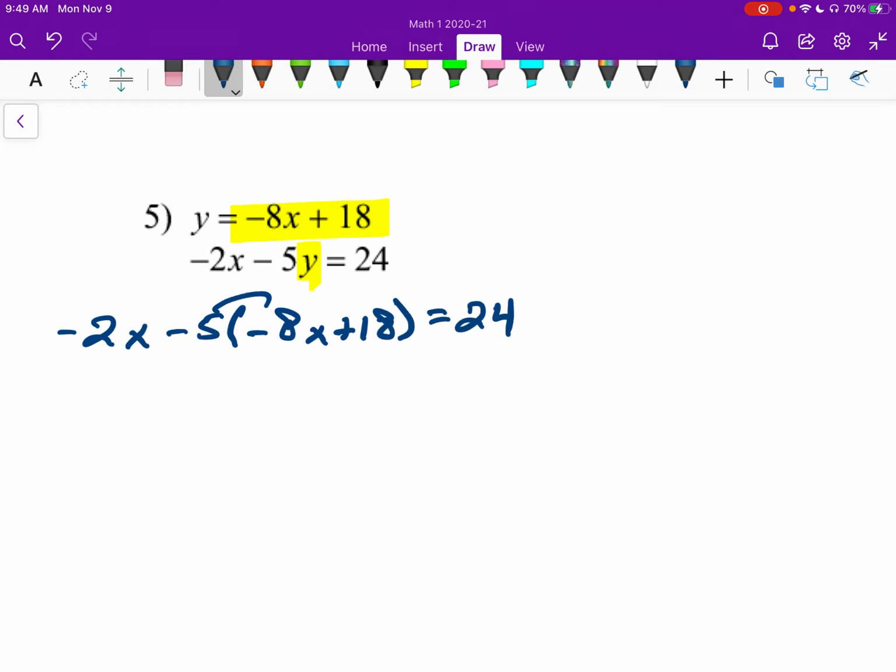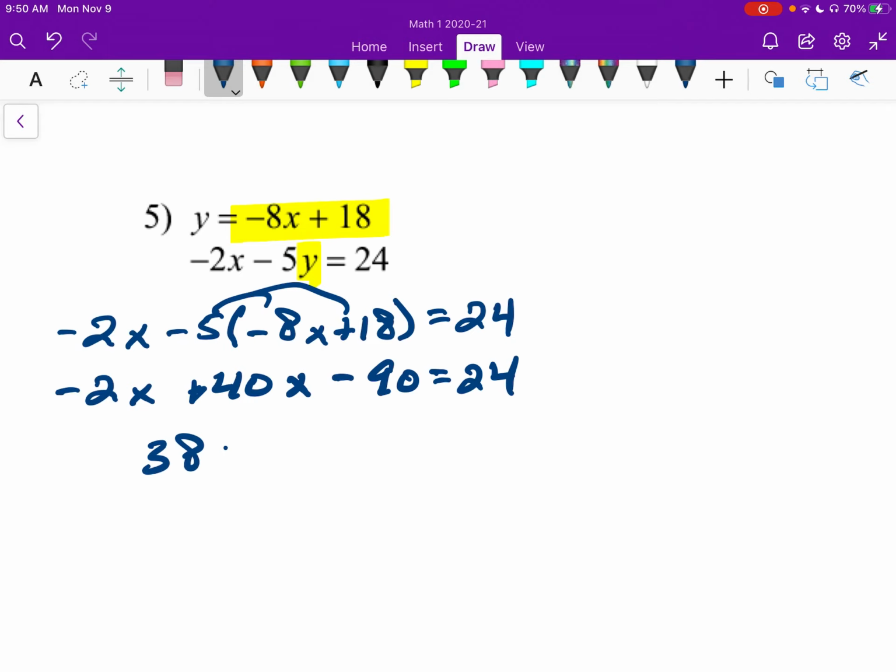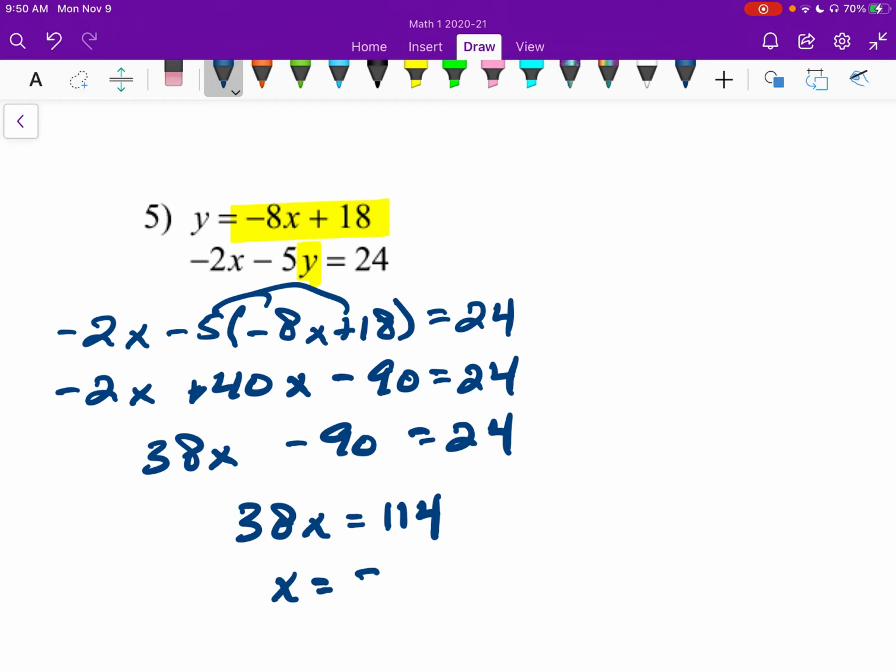I'm going to distribute my 5 to both of these. So negative 2x plus 40x minus, 18 times 5 gives me negative 90 equals 24. I combine my x's and I get 38x minus 90 is 24. I add my 90 over, so I got 24 plus 90. So 38x is 114. I divide by 38 and x is 3.